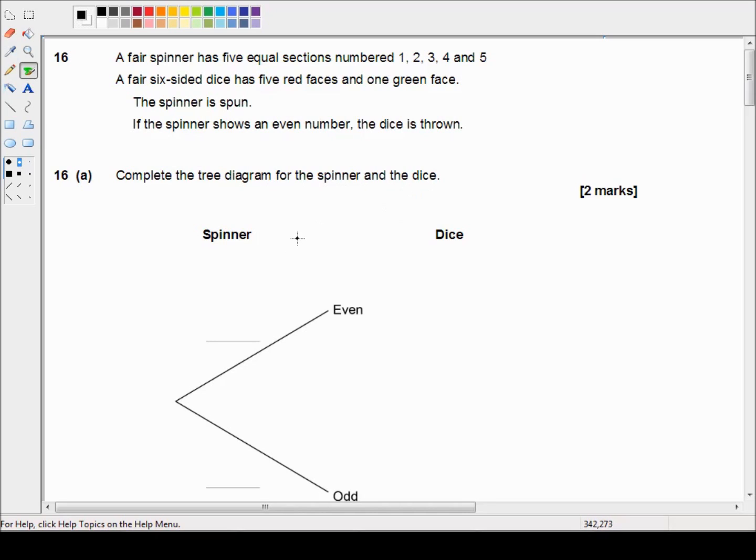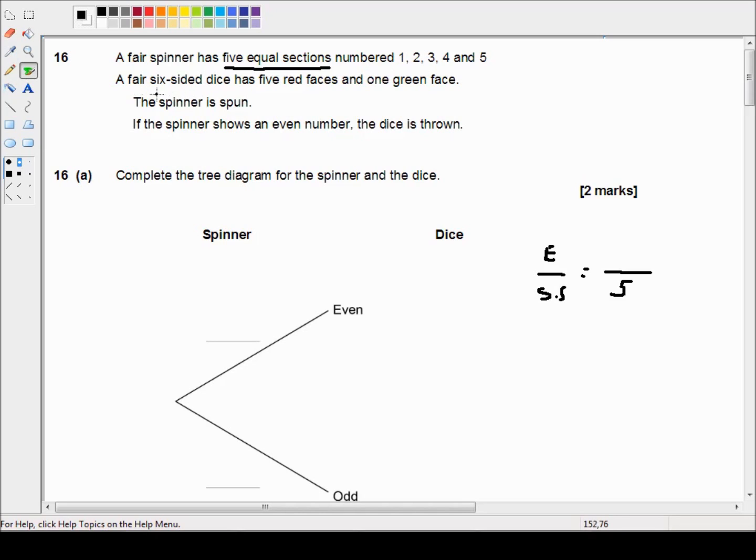Okay, so our fair spinner has 5 sections numbered 1, 2, 3, 4, 5. Probability of course is event over sample space. And we know that our sample space is going to be 5 because it has 5 equal sections.